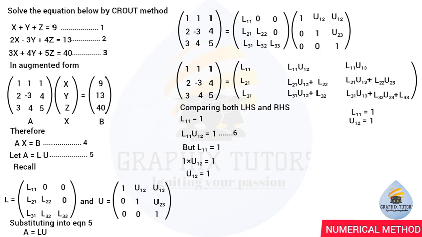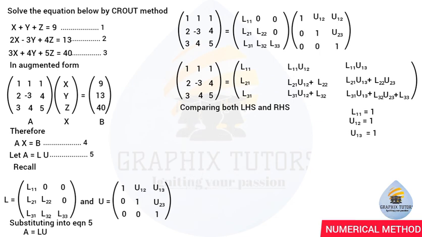I'll go to the next one. L sub 11 U sub 13 equals 1. But I know my L sub 11 is equal to 1. So we'll have 1 times U sub 13, which will be equal to what? 1, right? So U sub 13 is 1. Go to the next one.